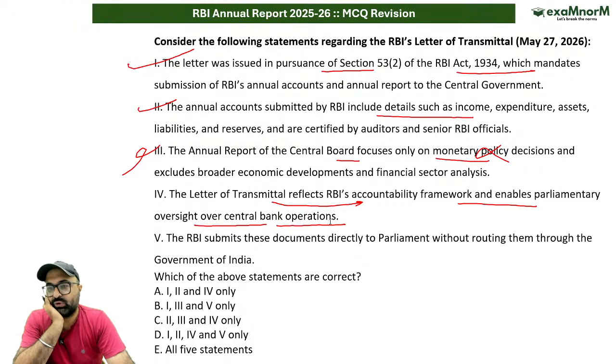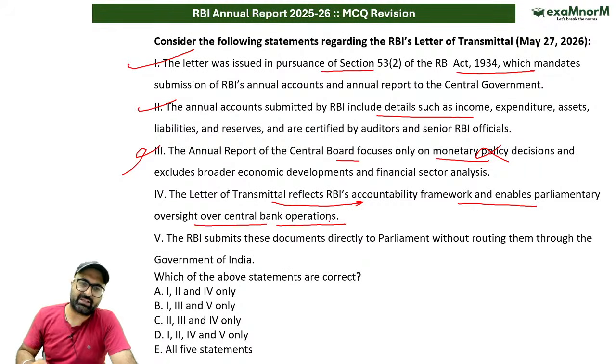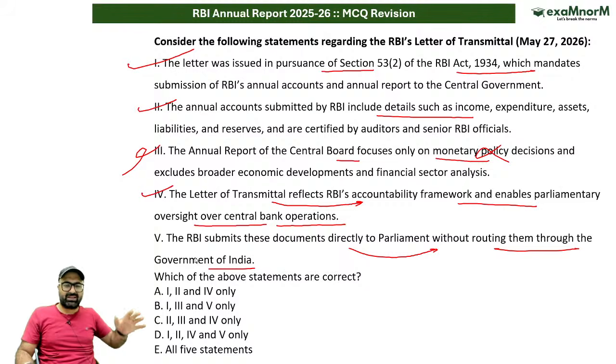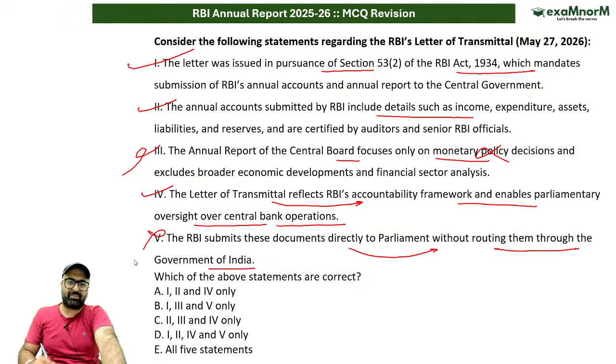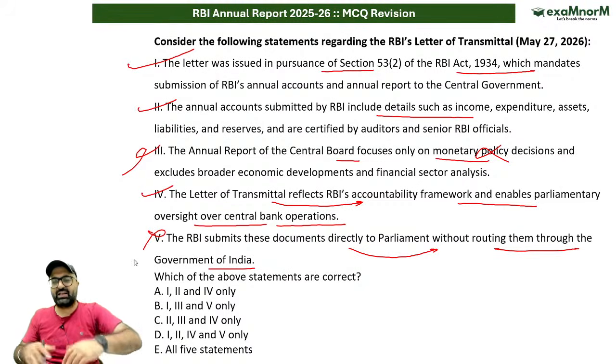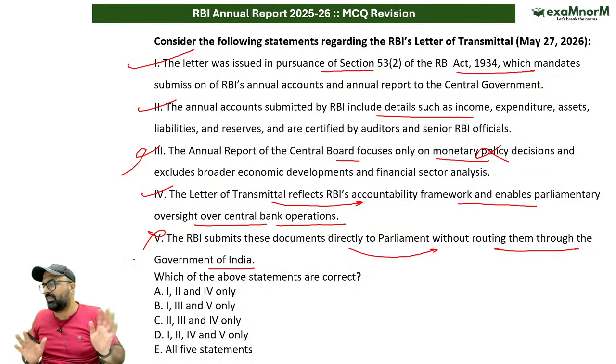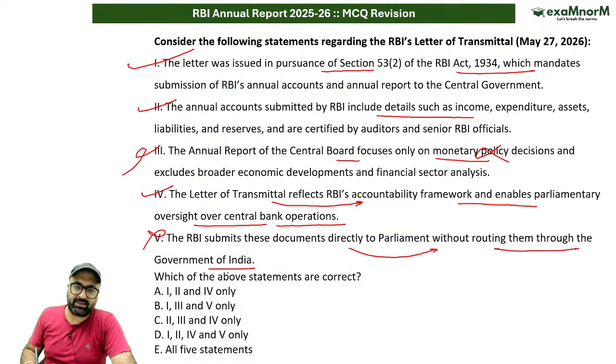And if I say so, parliamentary oversight has been taken into consideration. That is correct. RBI submits these documents directly to Parliament without routing them through the Government of India. Sir, RBI does not submit these documents directly to Parliament. RBI gives the documents to the central government, not to Parliament. The central government will present it in front of Parliament. That is the point. Is it clear, everybody? So the answer will be 1, 2 and 4. That means A option is the correct answer.